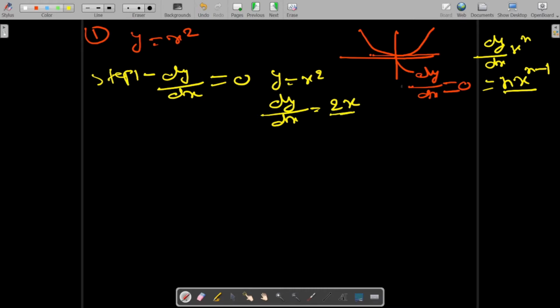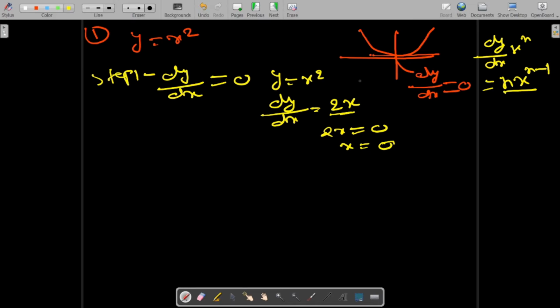And as we know, at the stationary point dy by dx would be 0. So let's equate this to 0. dy by dx is 2x, so 2x equal to 0, so x equals 0. When 0 is coming, that means this would be the stationary point, but it will not guarantee whether that particular point is the maximum or minimum. For that we have to go for the next level.